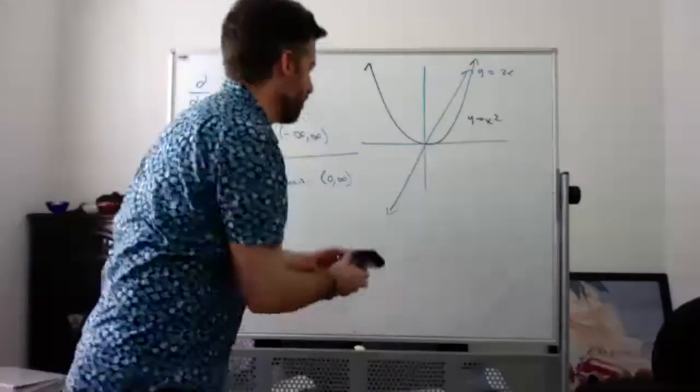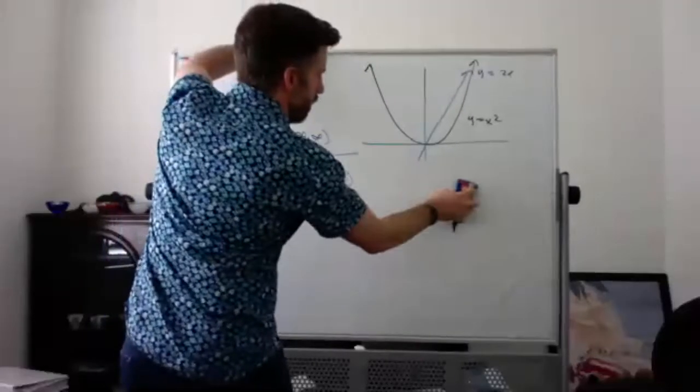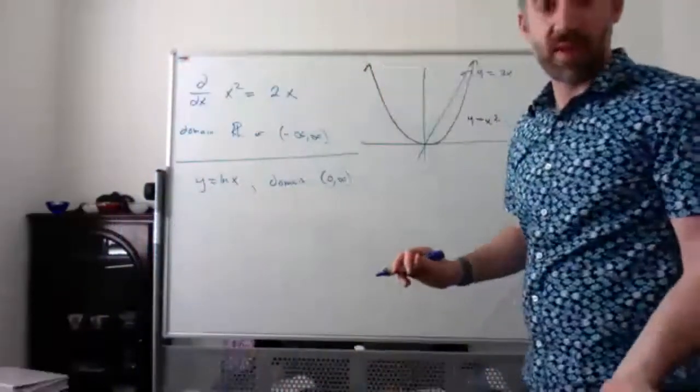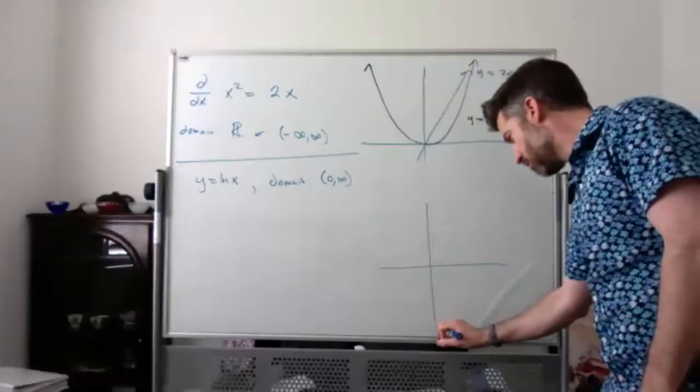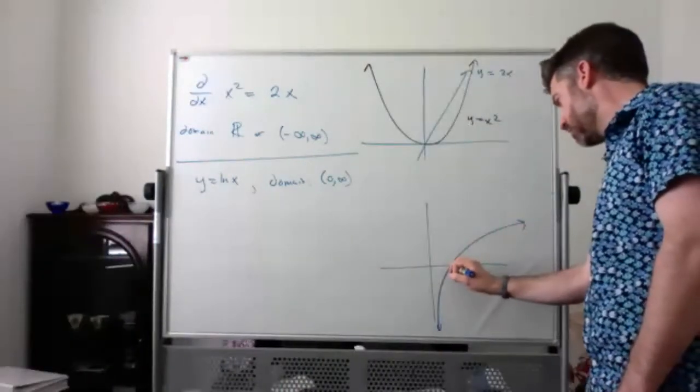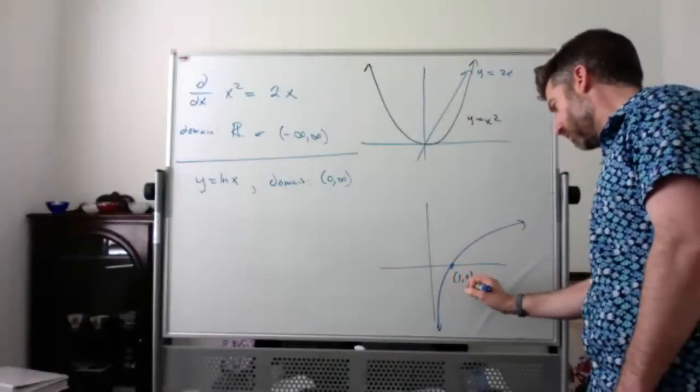I'm going to erase this graph. I'm going to erase some of this graph. All that there. We know that the graph of the natural log function looks like that. It's the point (1, 0).